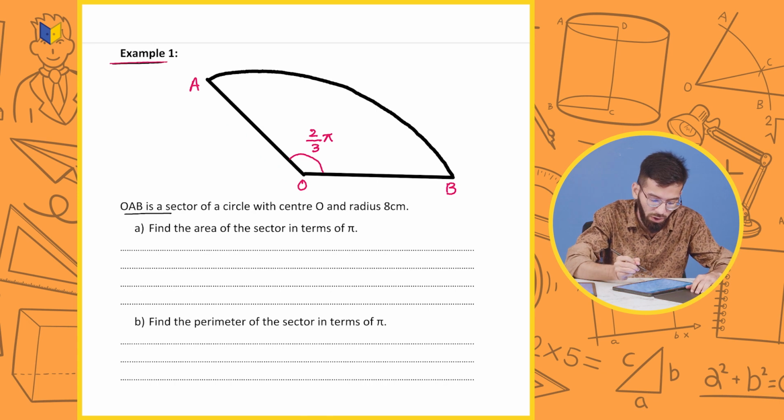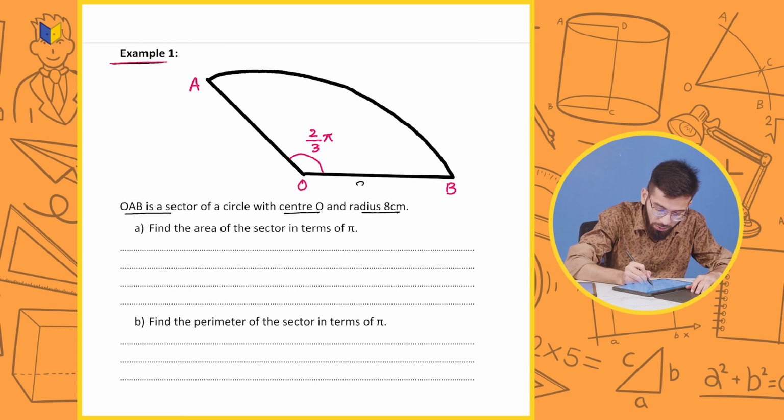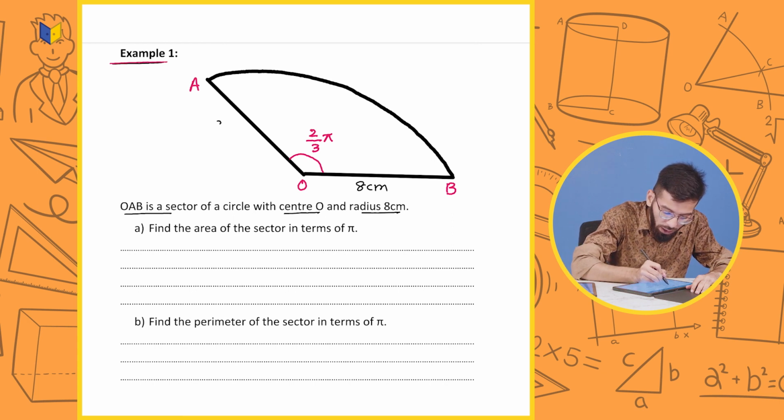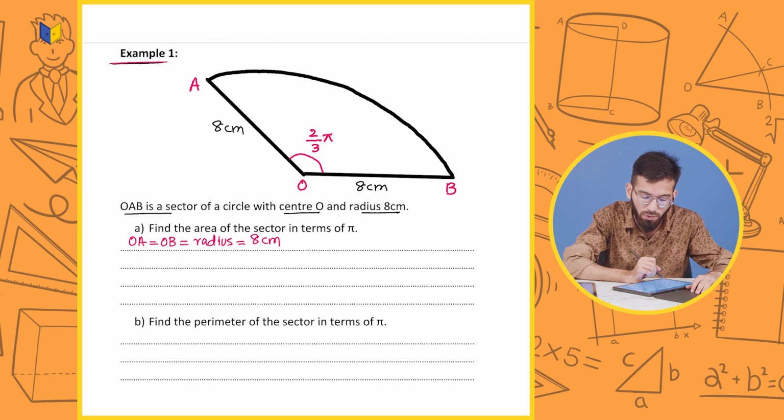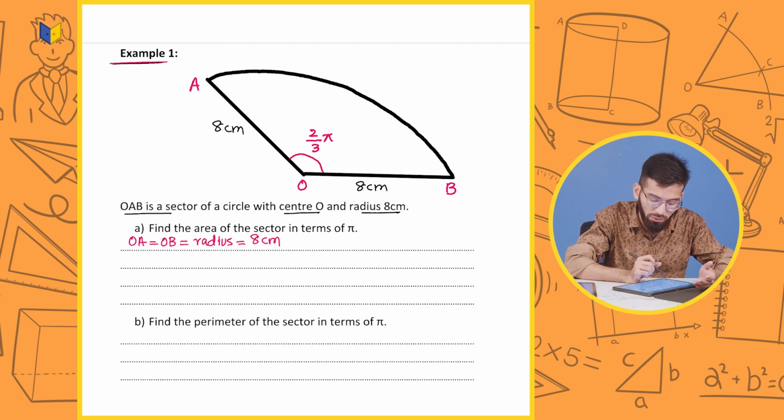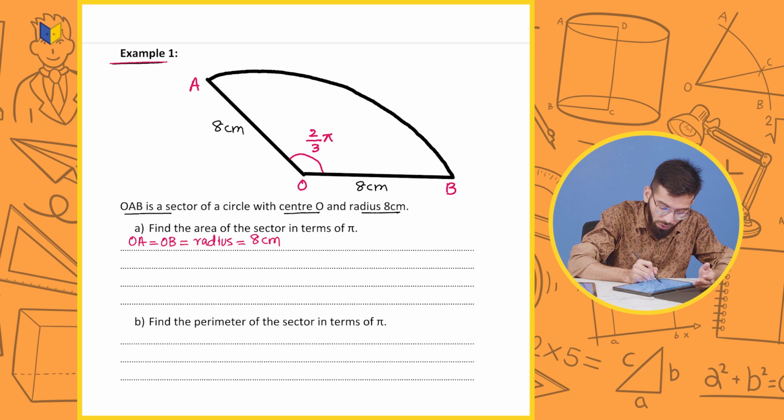So the first question, example number 1, says that we have been given OAB is a sector of the circle in front of you, the diagram, with center O and radius 8 centimeter. So the radius is 8 centimeter, which means that OB and OA are the radius. So let's write it down as well, students, that OA is equal to OB, radius, that is equal to 8 centimeter. The radius is given and we have been given the center as well, and the question asks us to find the area of the sector in terms of pi.